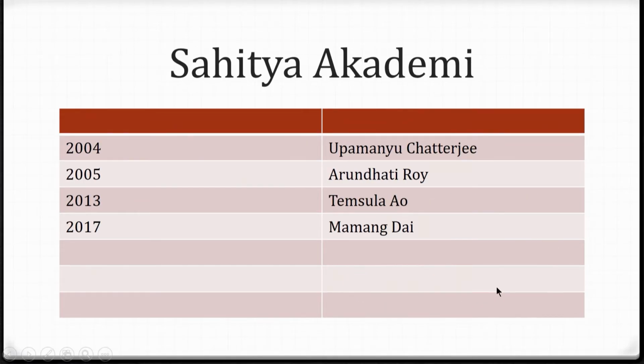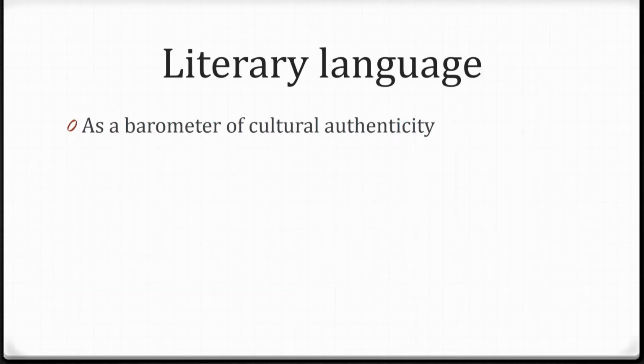Meenakshi Mukherjee as a critic, Upamanyu Chatterjee, Arundhati Roy, Temsulao, and Mamang Dai is of course familiar to at least some of you. So, there is this uncanny similarity between the authors and critics who have won the Sahitya Akademi award and how they have also found their way. It is not as if there is a conspiracy at work. This happens rather inadvertently, because this is how critical traditions and canons operate across literary traditions. She does not make that argument at all.